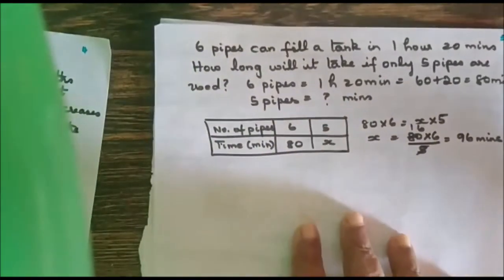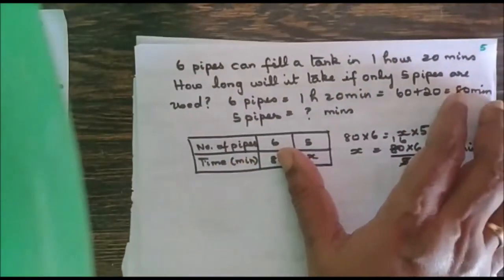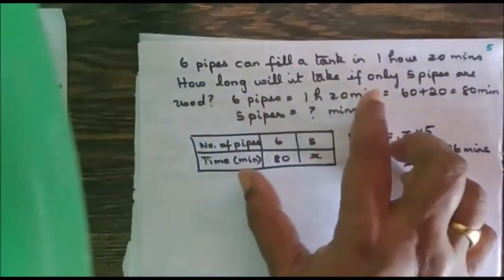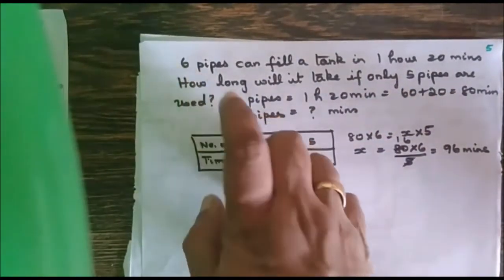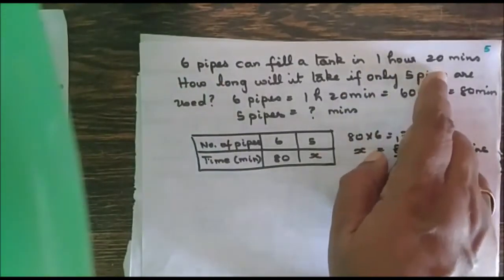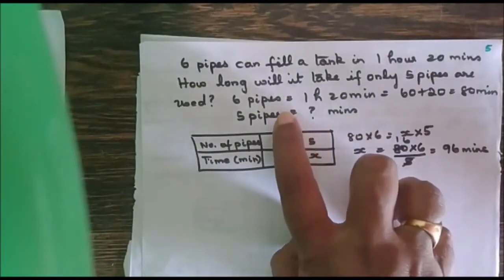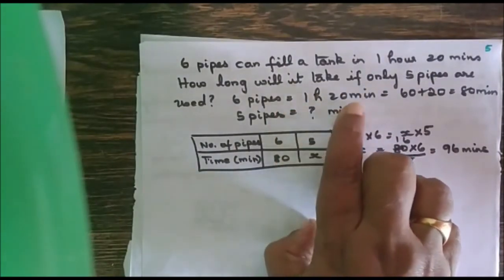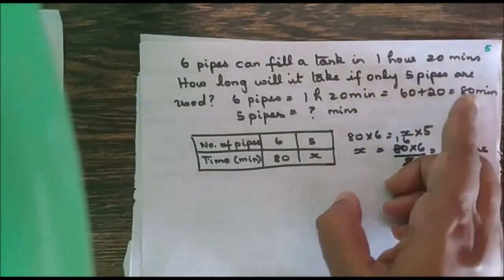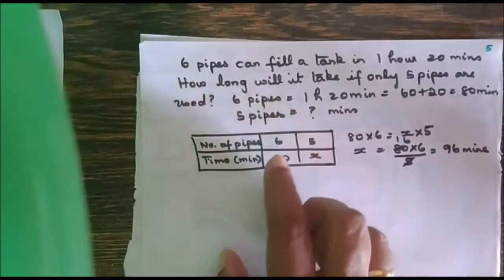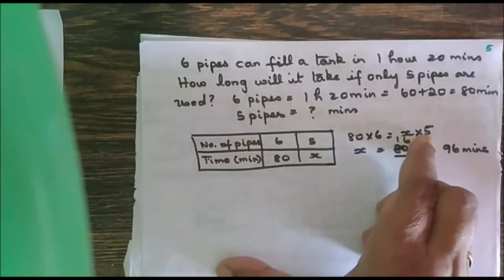Okay. Now we are given a problem. 6 pipes can fill a tank in 1 hour 20 minutes. How long will it take if only 5 pipes are used? When there were 6 pipes, the time taken is 1 hour 20 minutes. Therefore, how long will it take for 5 pipes? So, 1 hour 20 minutes can be converted as 60 minutes plus 20 minutes, which is 80 minutes. Therefore, for 5 pipes, it's how much? It is nothing but 80 into 6 is equal to x into 5.